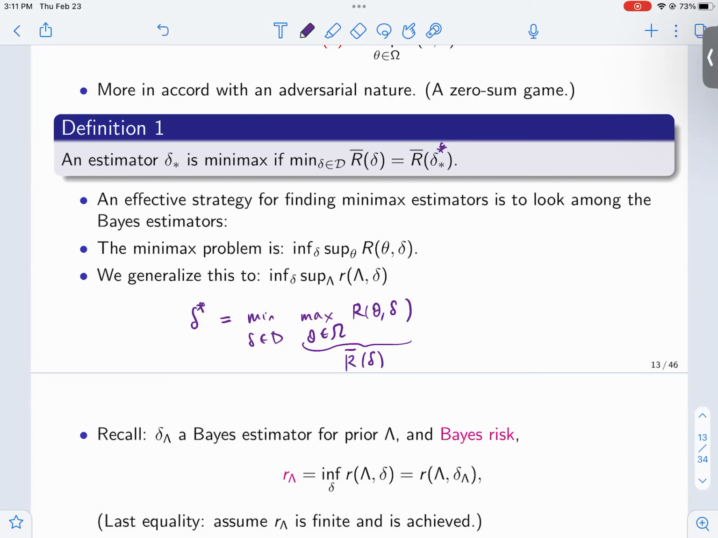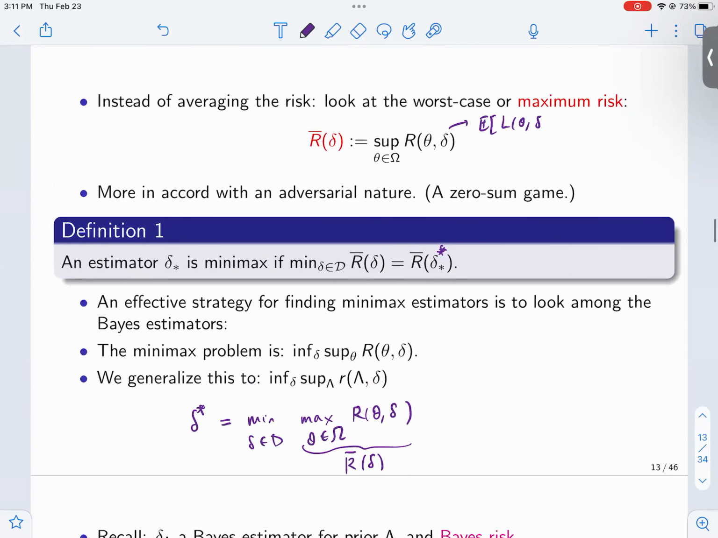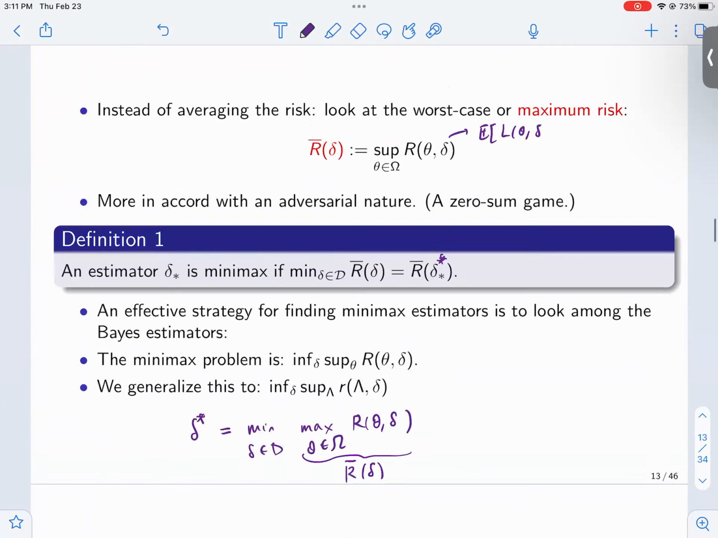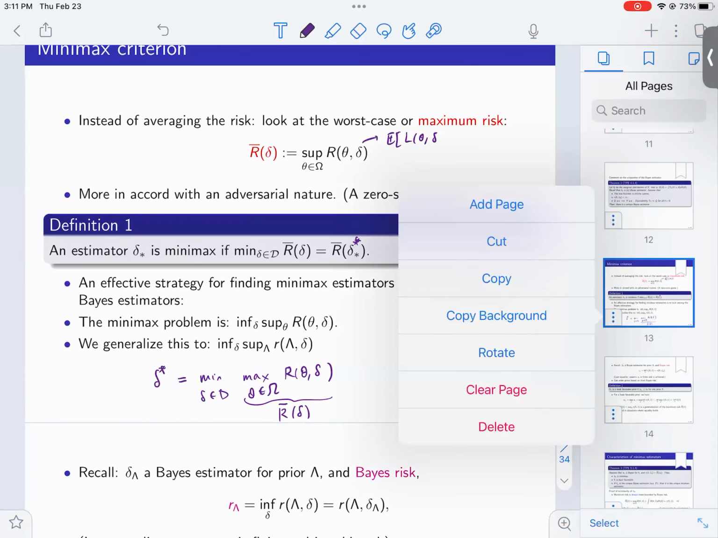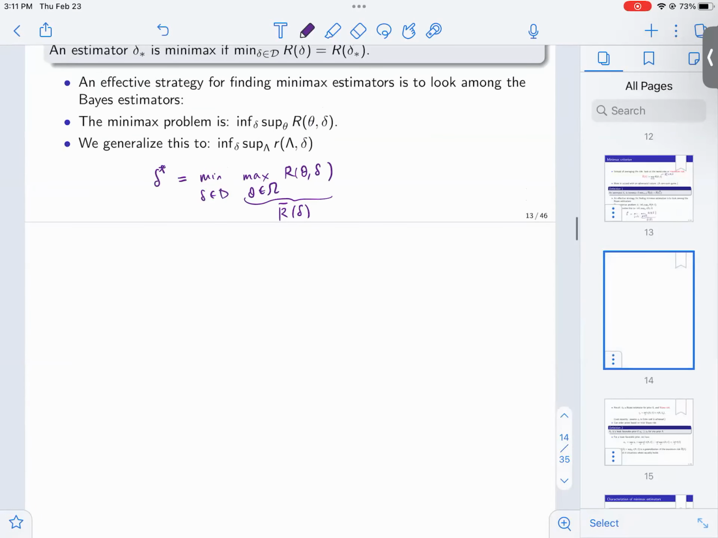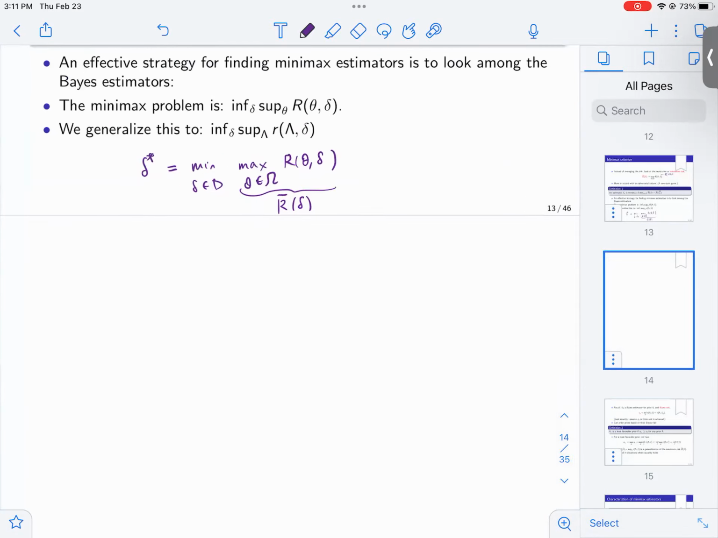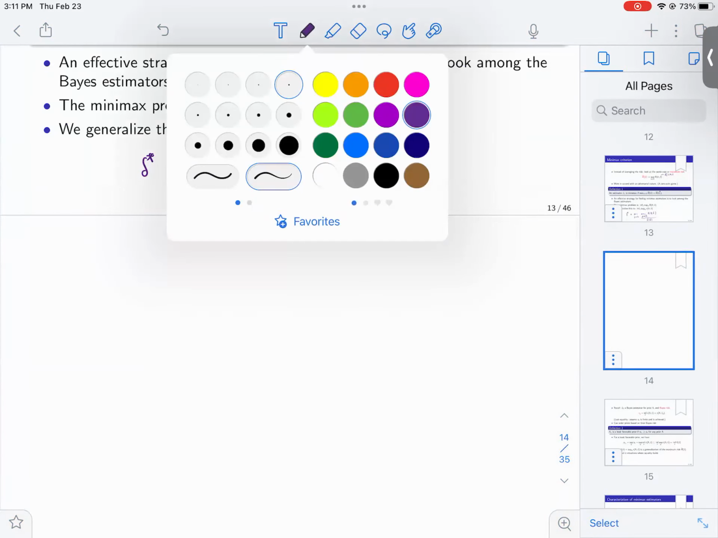Okay, that's the criterion. We want to talk a little bit about how to actually find these things, and surprisingly, there's a nice connection to Bayes rules. So minimax is a clear criterion. I'm going to do it a little bit differently than I have it on the slides. I just want to show you why there's a connection.